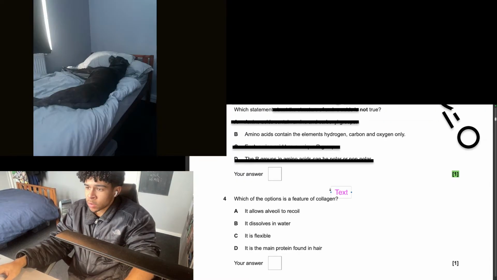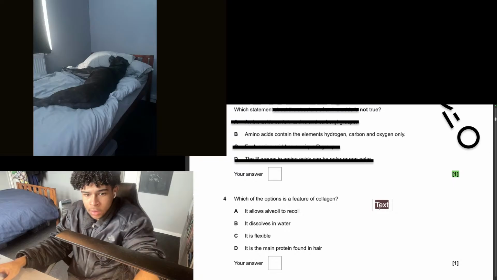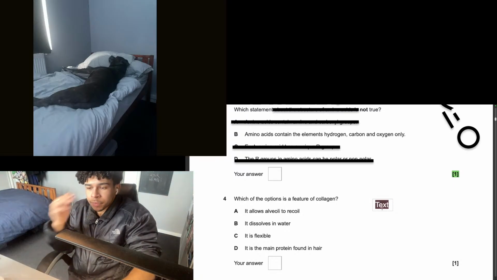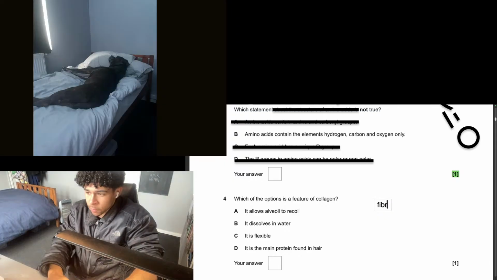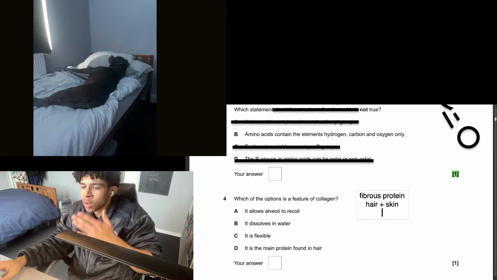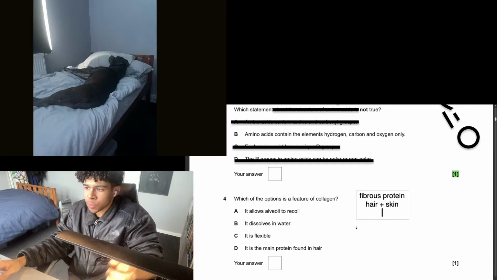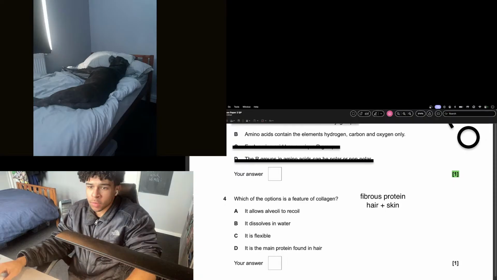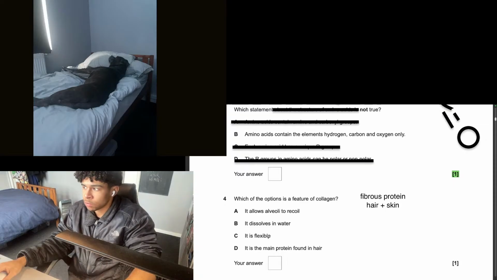I don't actually know what I'm gonna do here, so let me make this text black. I know collagen is a fibrous protein. It's used in hair plus skin. And then we know what fibrous proteins are, hopefully. It's flexible.